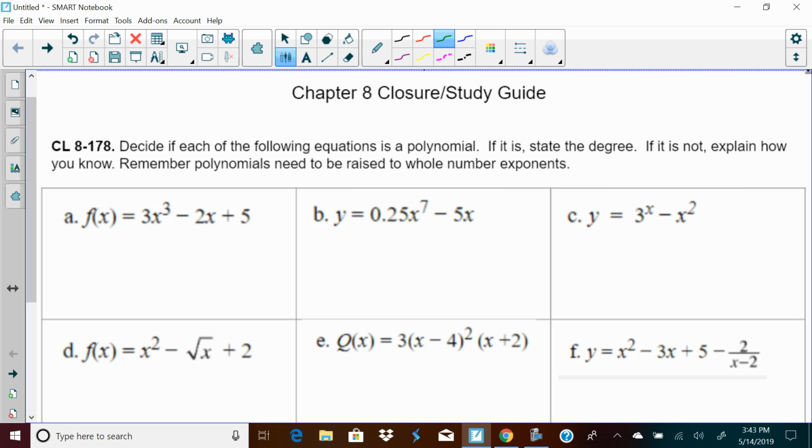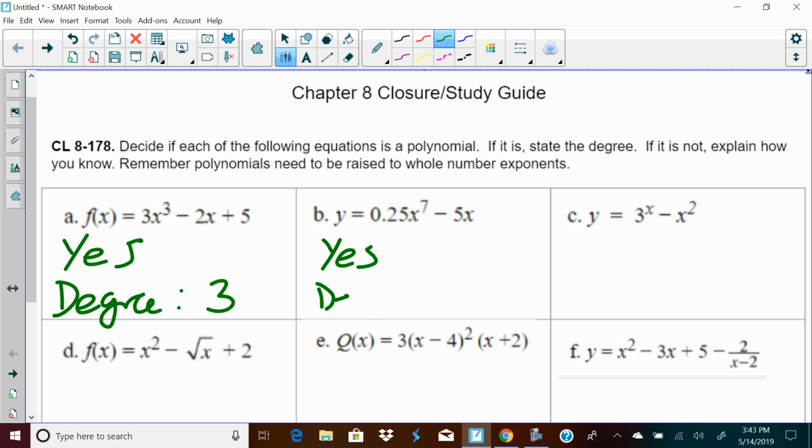So A is yes, and it's got a degree of 3. B is also yes, and it's to a degree of 7. C is no, because the x could be a decimal or a fraction or an integer.